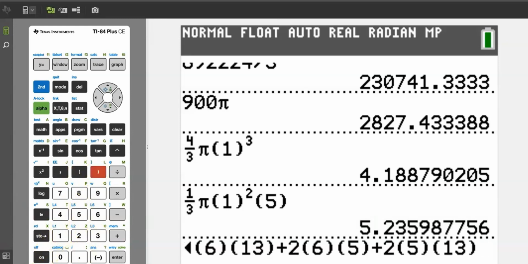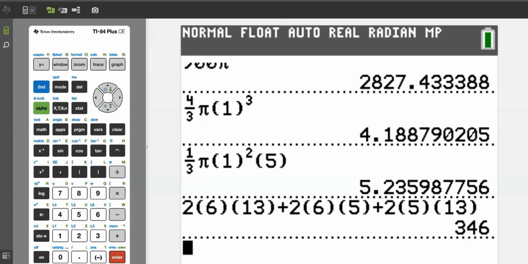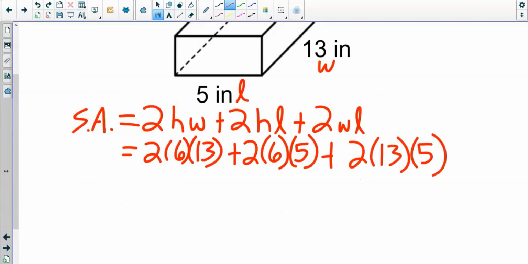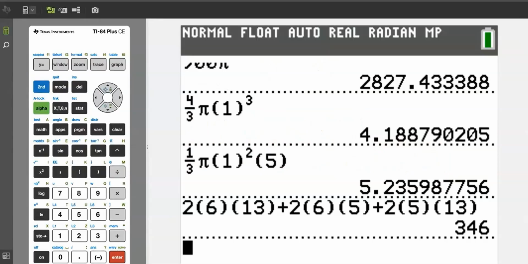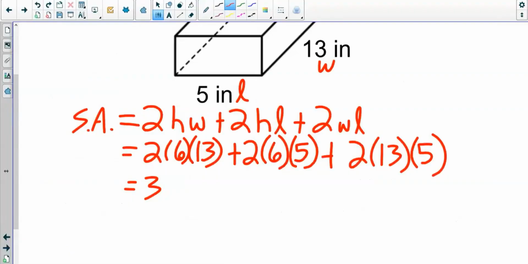I can put that entire equation that I just wrote a second ago in my calculator, and all I got to do now is hit enter, and I know the answer. So the surface area of that prism that we just looked at is 346, and the label being inches, and since this is area, it's squared. 346. Again, it's all about area, so it's inches squared.